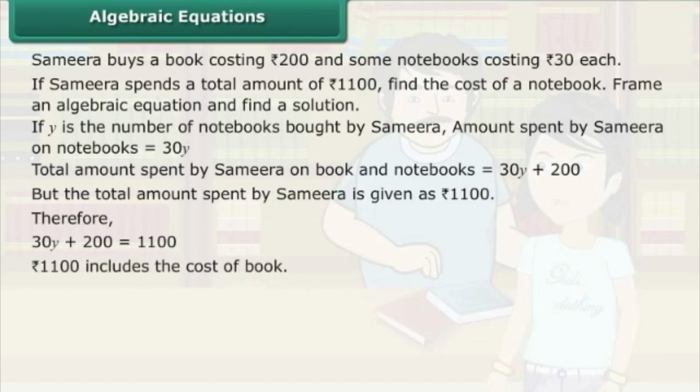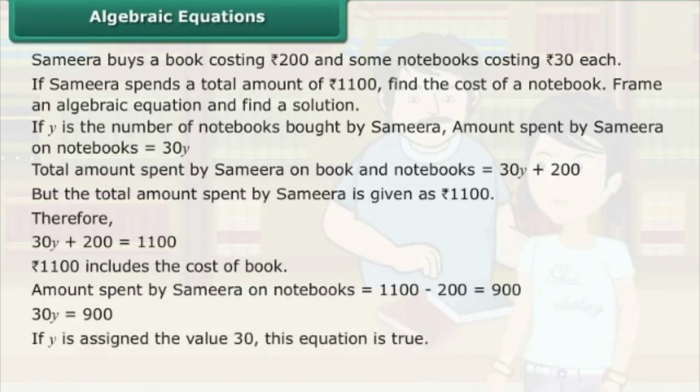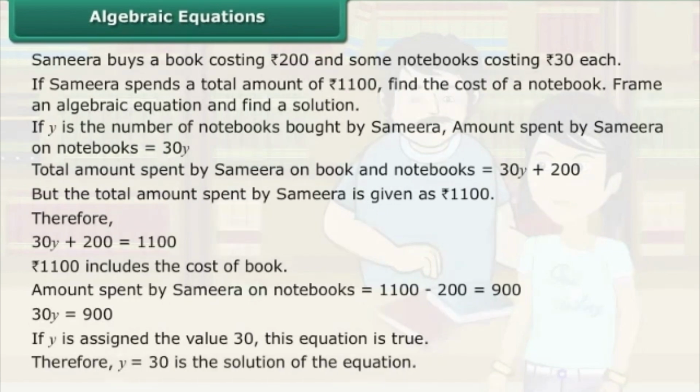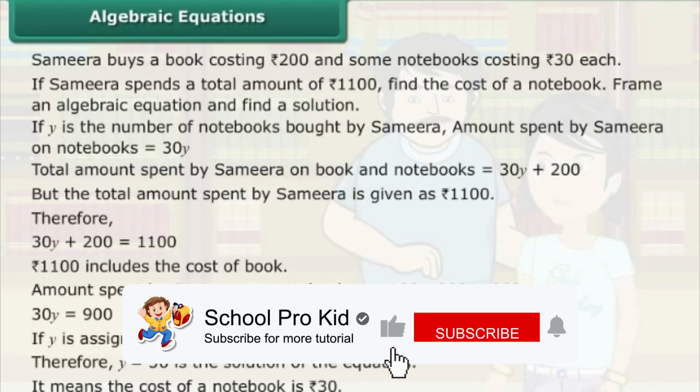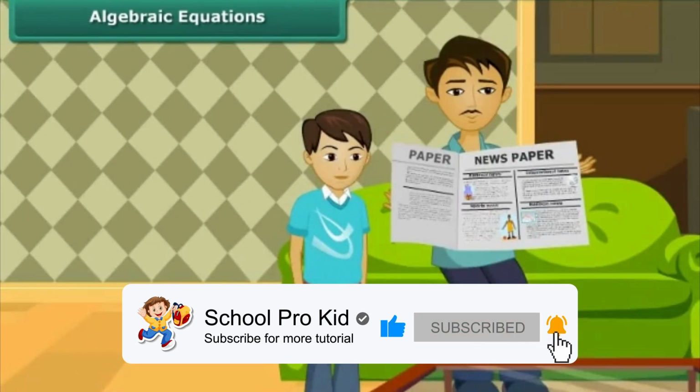1100 rupees includes the cost of the book. Amount spent by Samira on notebooks is equal to 1100 minus 200, which is 900. 30y is equal to 900. If y is assigned the value 30, this equation is true. Therefore, y is equal to 30 is the solution of the equation. It means the cost of a notebook is 30 rupees. Let us look at one more example.